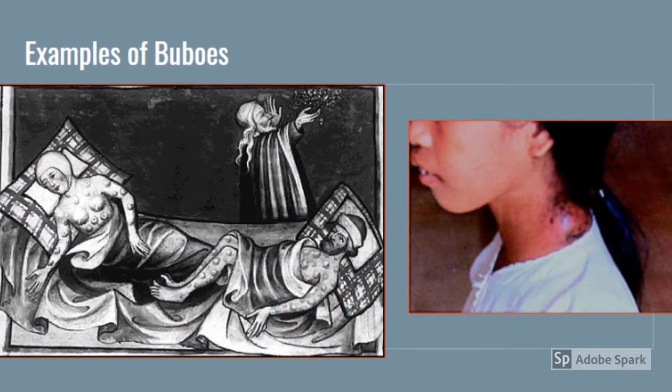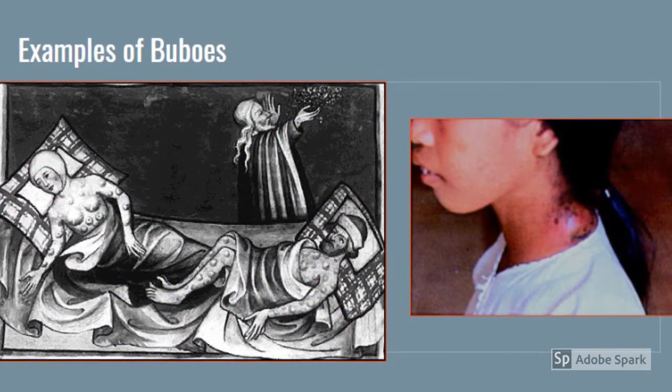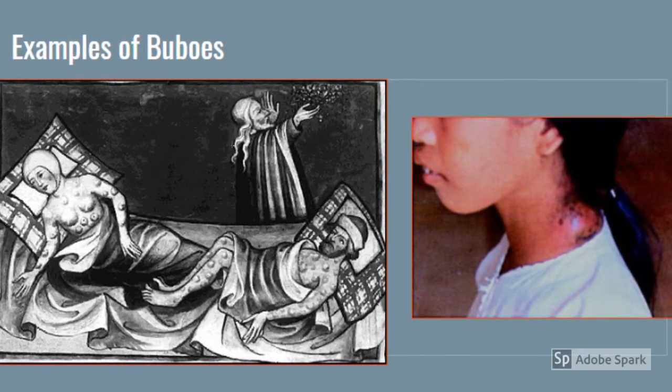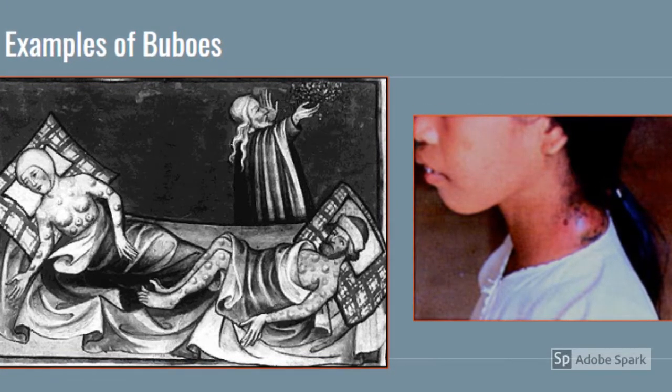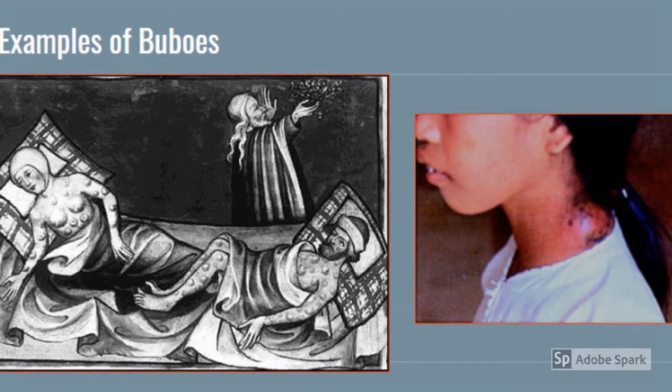Here are some examples of buboes. As you can see, they are quite large and painful. The most common attempt to cure them came from lancing them, which basically means they tried to pop it like a pimple and clean it out. But since they didn't have very hygienic cleaning techniques, this didn't work very well, and often just led to infection.